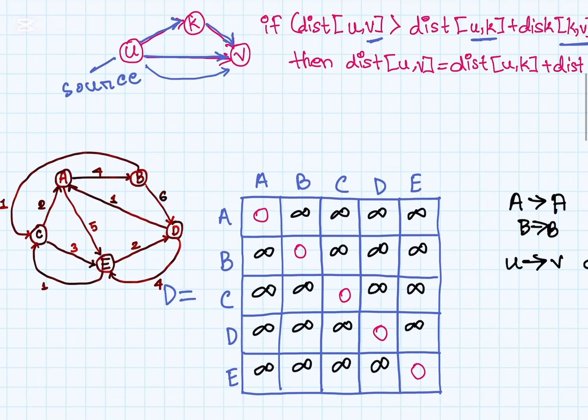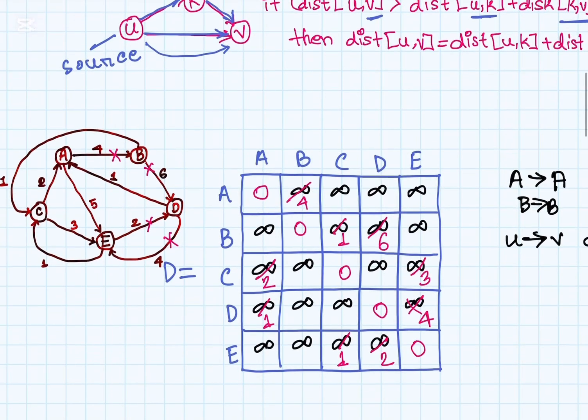So the distance of A to B is 4. So let's update A to B as 4. Then B to D is 6. So let's change this. D to E is 4. E to D is 2. So let's change the value to 2. Similarly, let's update all other values. So we are done updating all the values. Now let's move to the next matrix.